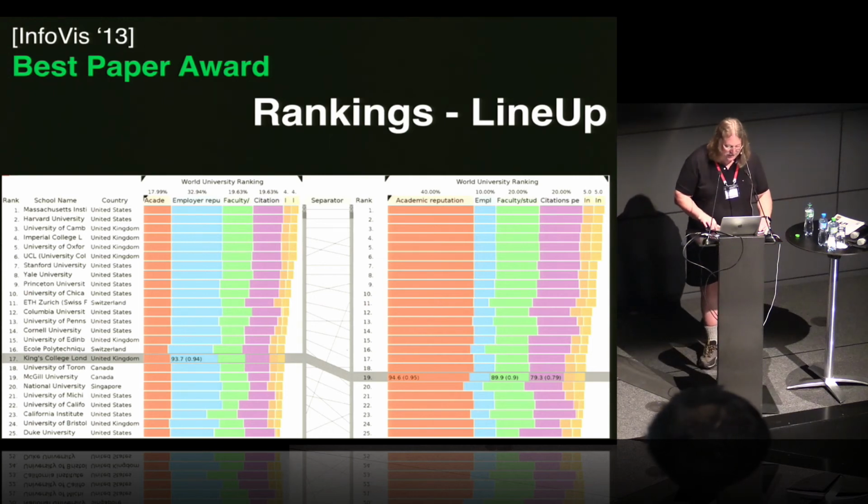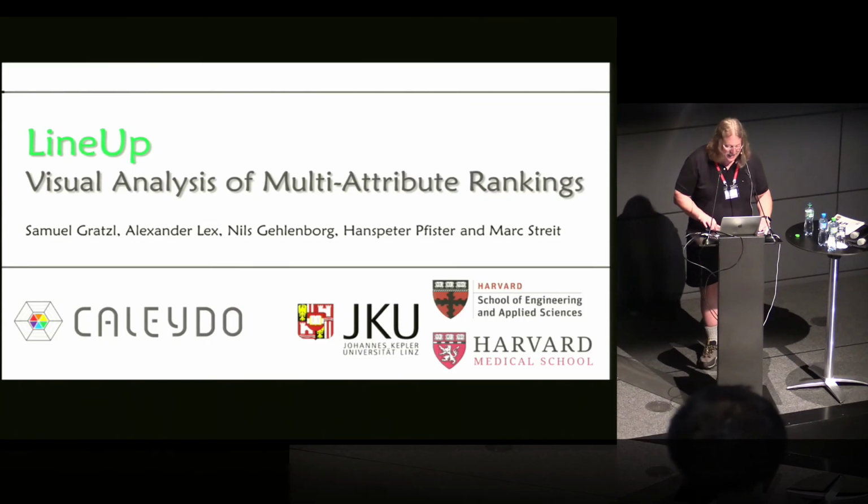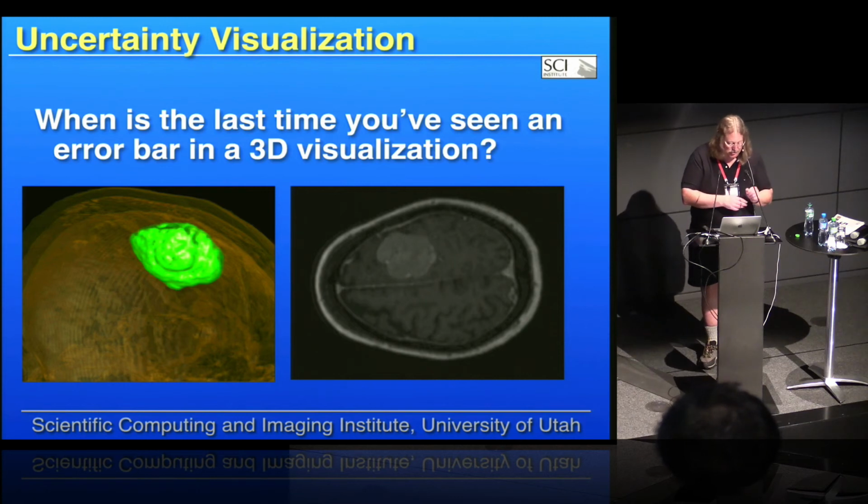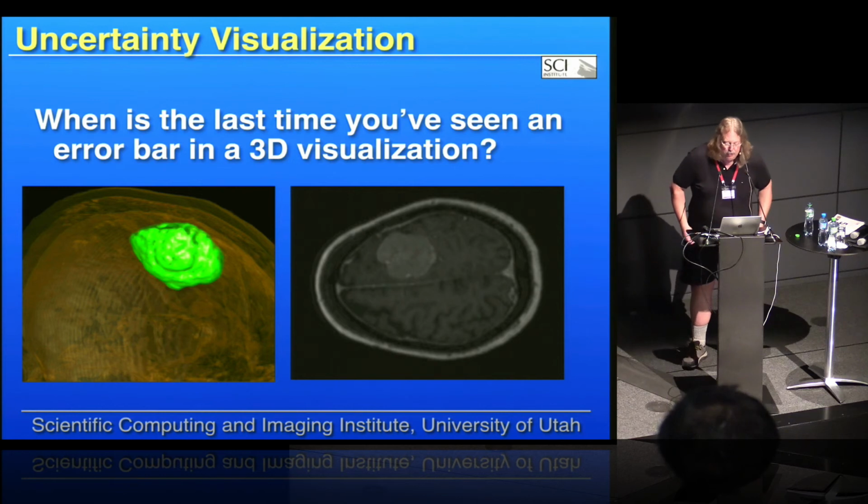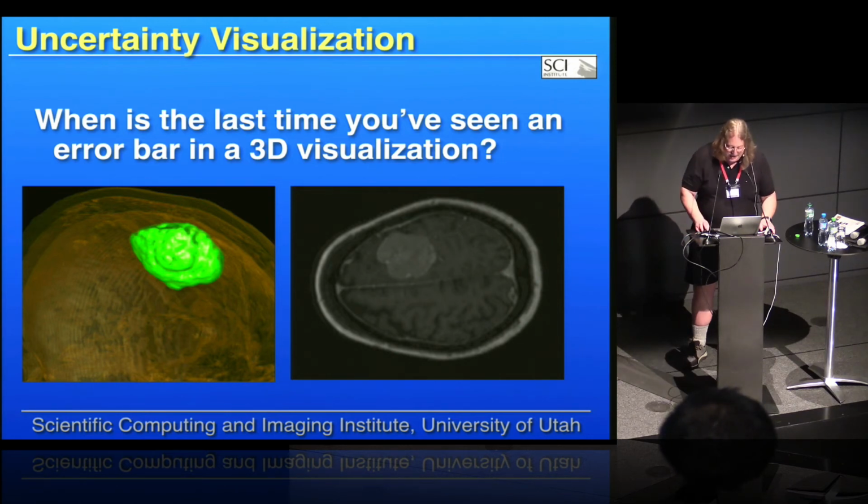I'm going to skip over this and talk a little bit about some of my own research for the last couple of minutes on uncertainty visualization, which is, I think, an important but often overlooked part of the visualization process that we need to take really seriously and incorporate into all of our visualizations. I pose the question: when's the last time you've seen an error bar in a 3D visualization, including mine? I use this as an example of why I think it's important. This is a reconstruction of a tumor for pre-surgical planning consideration from MRI data.